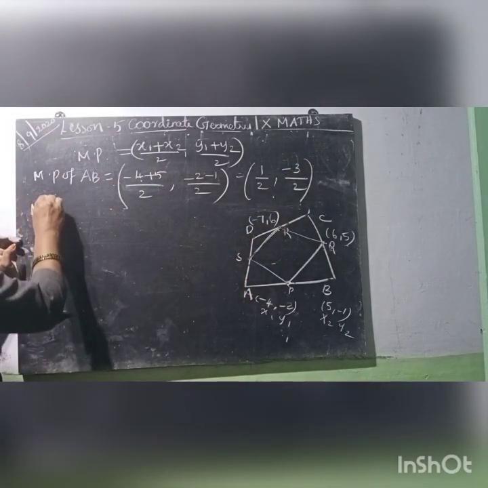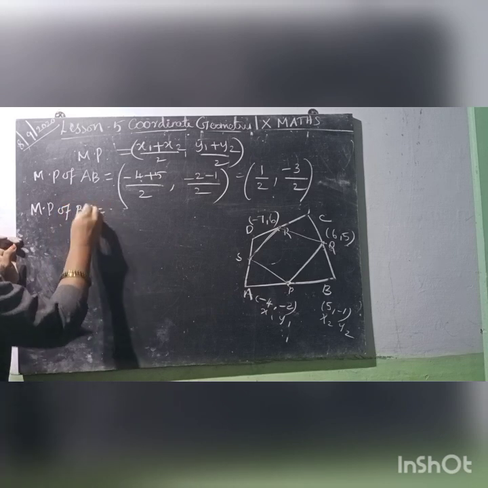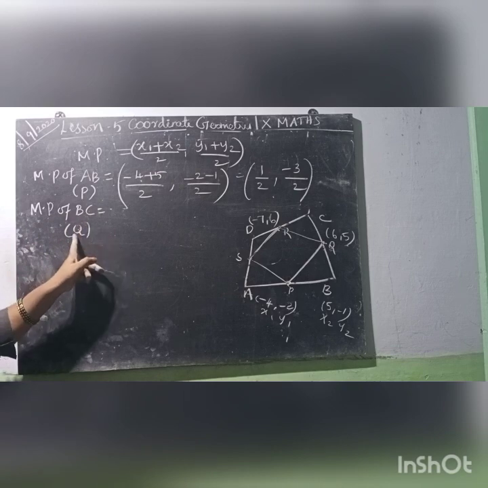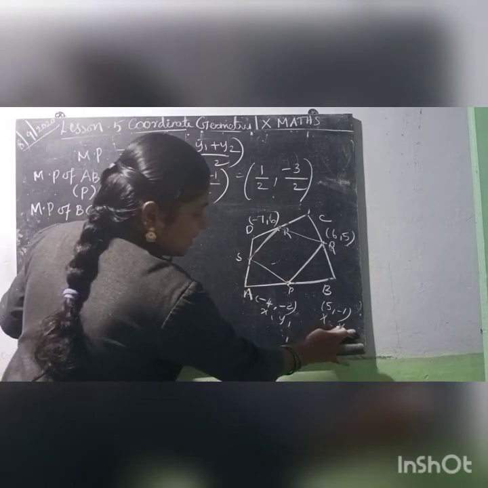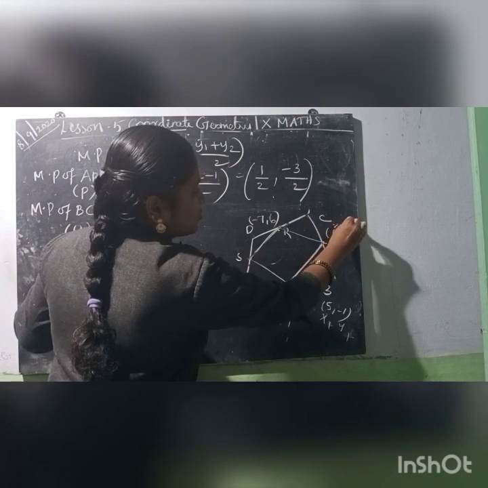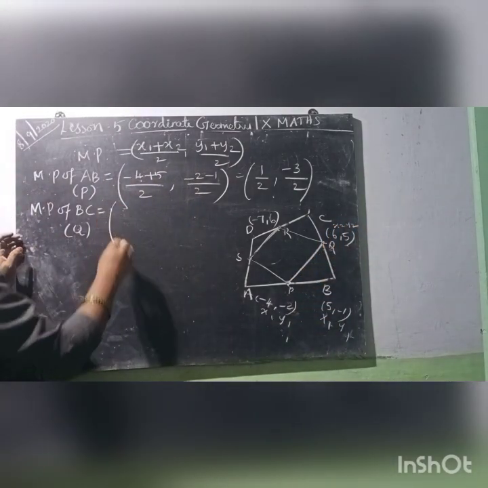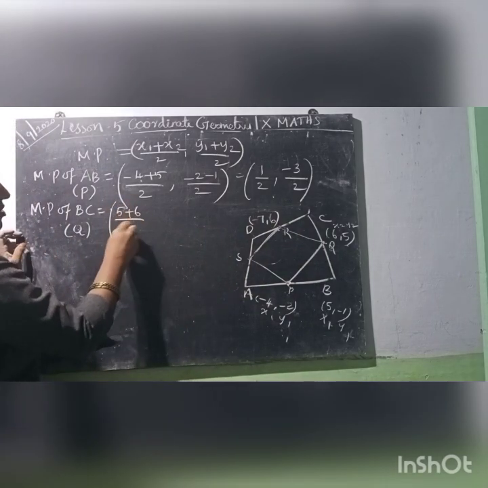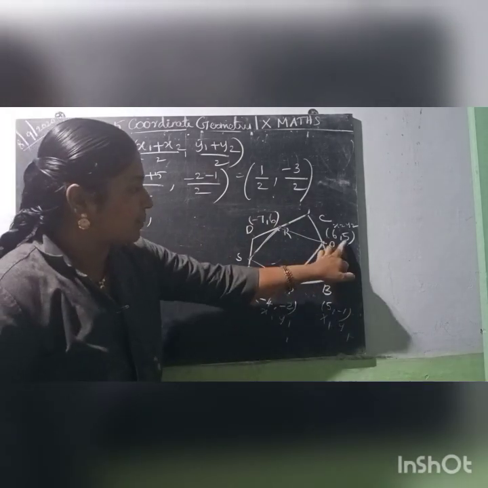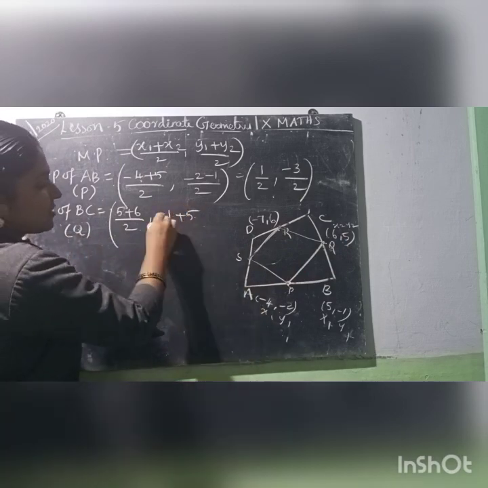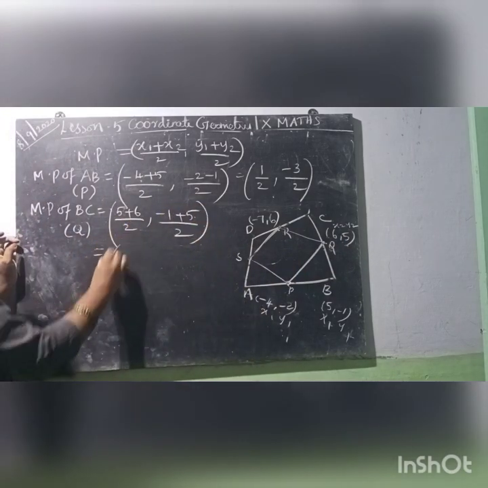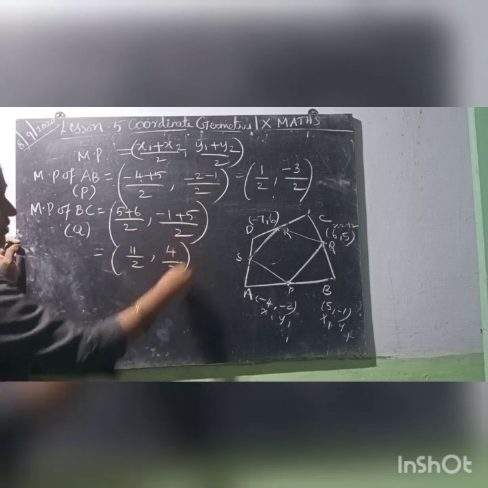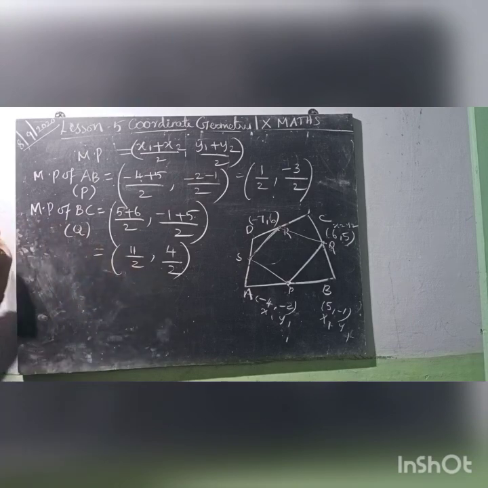And then next the midpoint of BC. This is P now, and Q is the midpoint of BC. So B is (x1, y1) and C is (x2, y2). So (x1 plus x2) by 2: (5 plus 6) by 2 comma (minus 1 plus 5) by 2. So 5 plus 6 is 11, so 11 by 2 comma 5 minus 1 is 4, so 4 divided by 2. Now we got the midpoint of BC.